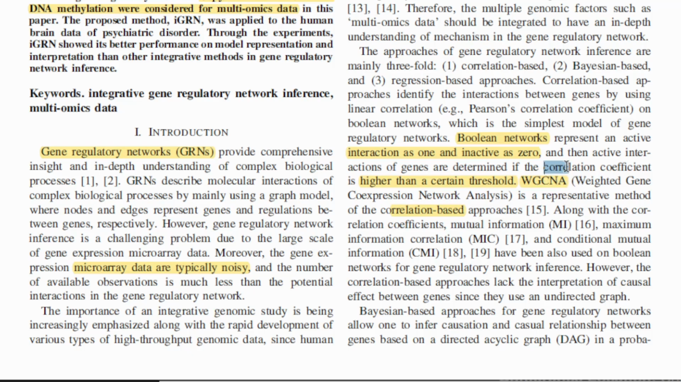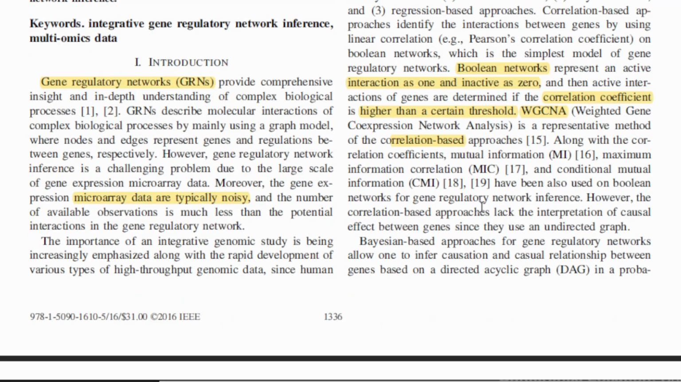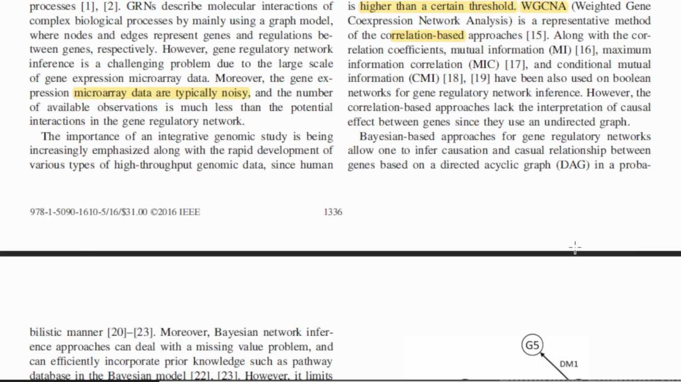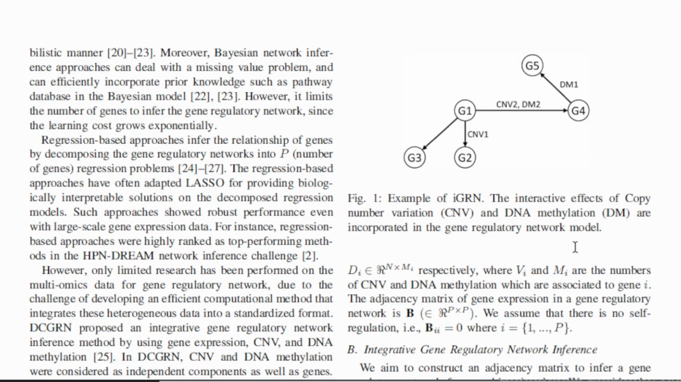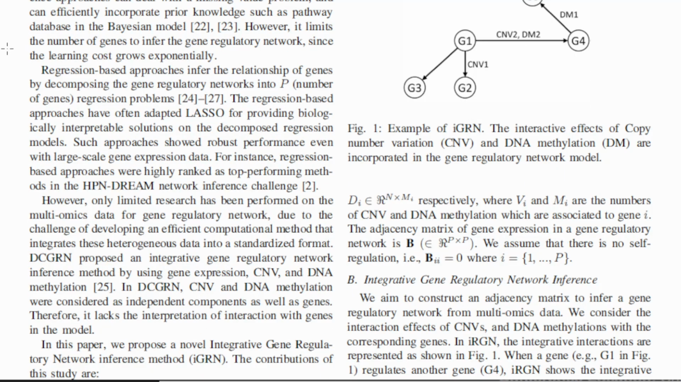Regression-based approaches infer the relationship of genes by decomposing the gene regulatory network into p regression problems, where p is the number of genes. The regression-based approaches have often adopted lasso for providing biologically interpretable solutions on the decomposed regression models. Such approaches showed robust performance even with large-scale gene expression data. For instance, regression-based approaches were highly ranked as top-performing methods in the HPN-DREAM Network Inference Challenge.